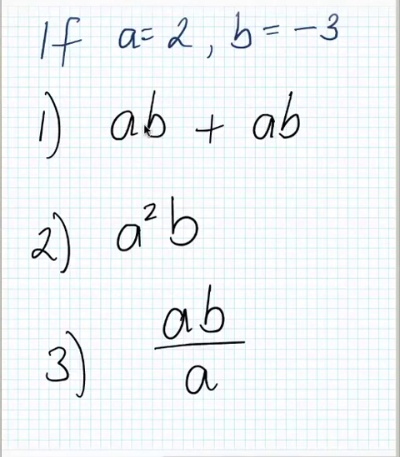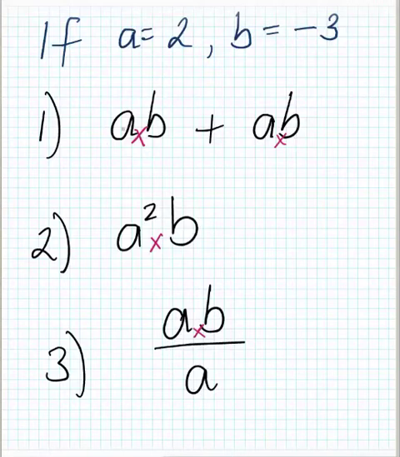Now, we have to remember in between variables and numbers, if they're all sitting together, there's an invisible times there. So we're saying a times b here and a times b. Down here we have a squared times b. Here we've got a times b, and the a is by itself. So you can make that visible.